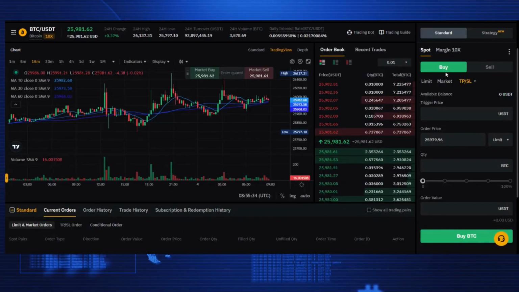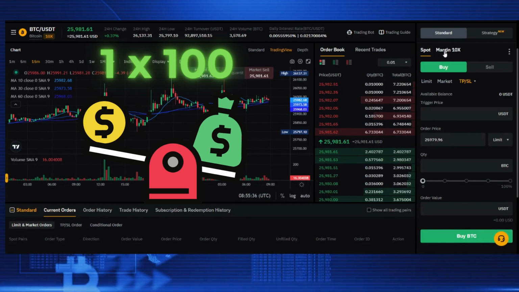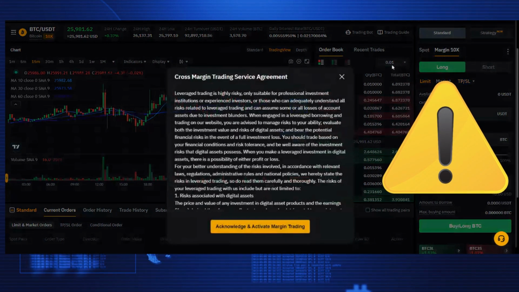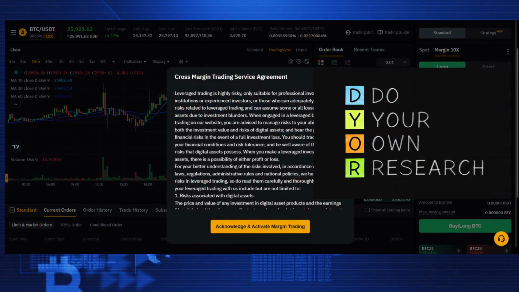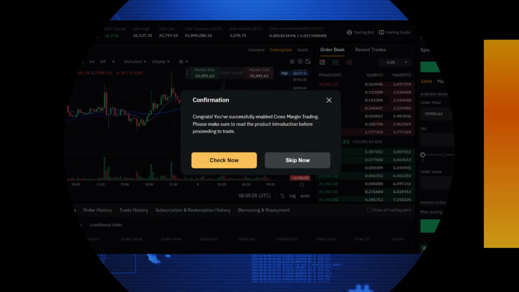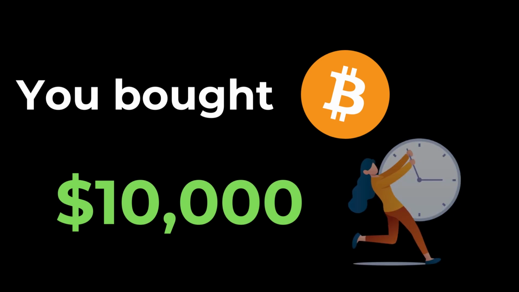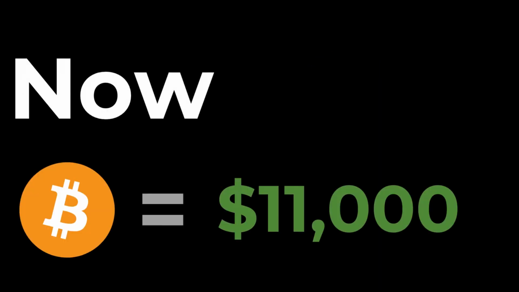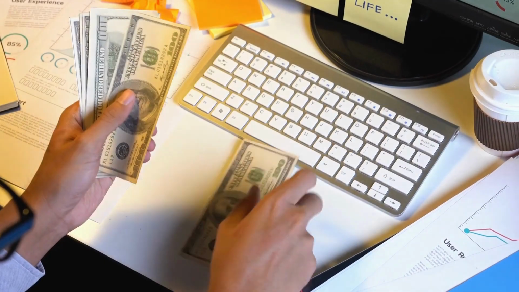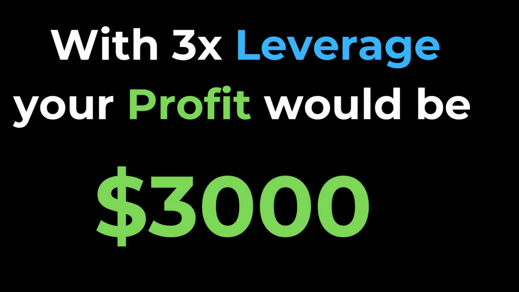Margin trading implies leverage trading, and trading with leverage implies greater risks, and you should always do your own research before using any leverage mechanism. How does margin trading work? Let's assume you bought one Bitcoin at $10,000 some time ago. Now the price is $11,000. You're at a $1,000 profit. With 3x leverage, your profit would be $3,000.